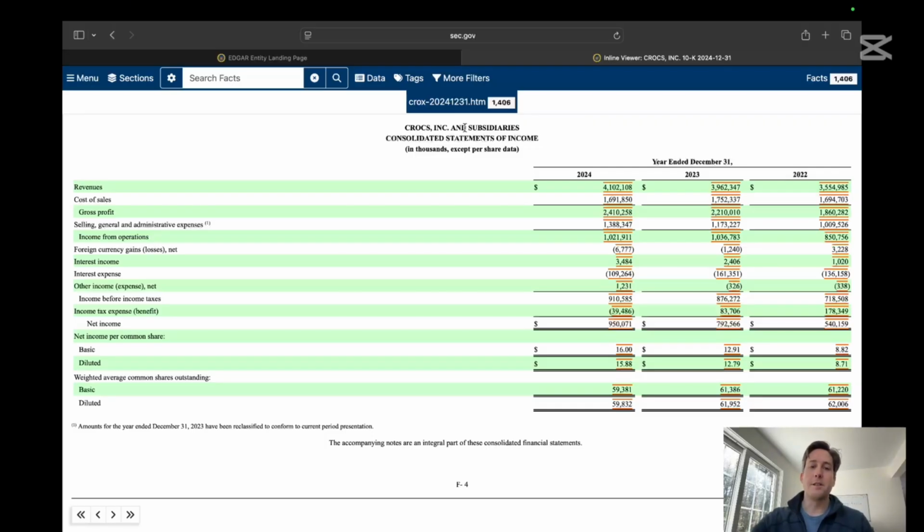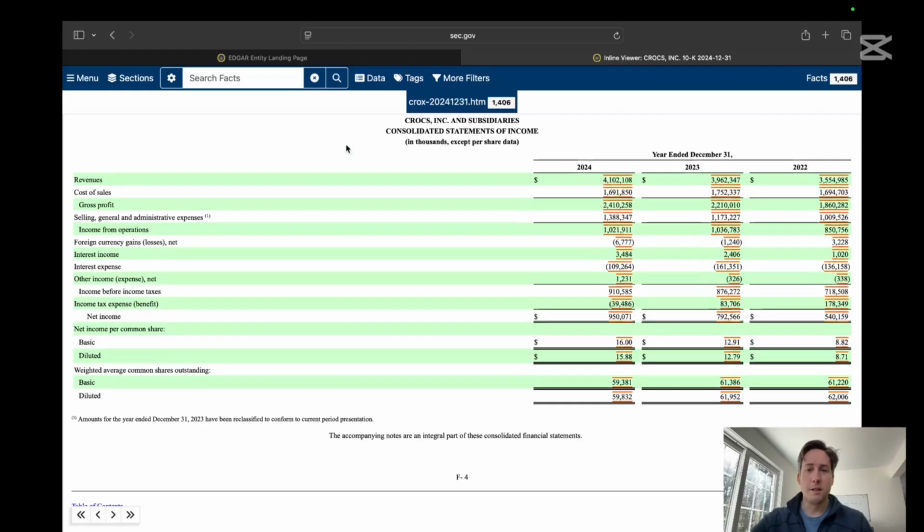They call it consolidated statements of income, because they're fancy. Consolidated just means that they have multiple legal entities that they've combined into one. But you can ignore that. Just think of it income statement, profit and loss, P&L. You can call it what you want.